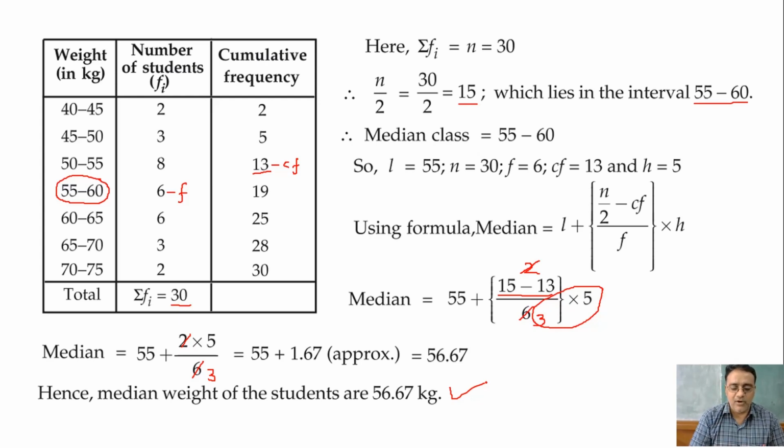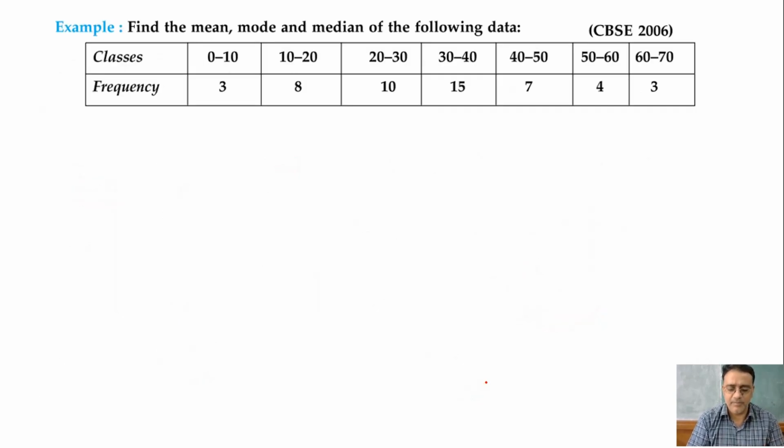अभी एक हम लोग और एग्जांपल मैं बता रहा हूँ जिसमें तीनों फाइंड करना है और ये बोर्ड क्वेश्चन है. 2006 में आया था, बहुत साल पहले. Find mean, mode and median of the following data. सो 0 to 10 means all class interval is given and the frequency is given. You have to check whether the class interval is in continuous or not.